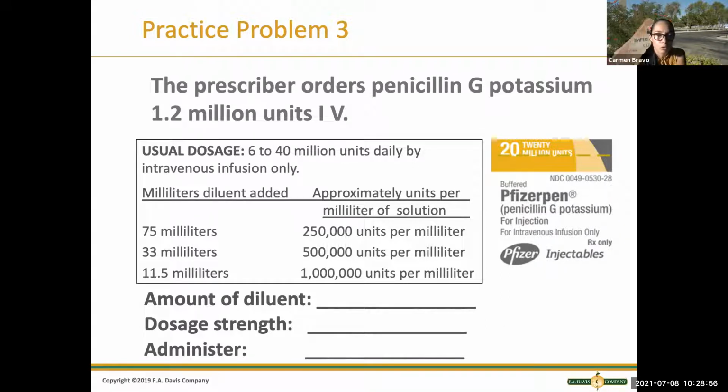I'm not sure if we have to work each one of them. Yeah, well, the order says to give penicillin G potassium 1.2 million units IV. And it says here this is just the usual dose. Sometimes they go by the usual dose or whatever the doctor says. And then it's giving you the different types of diluents. So which one would you guys use?